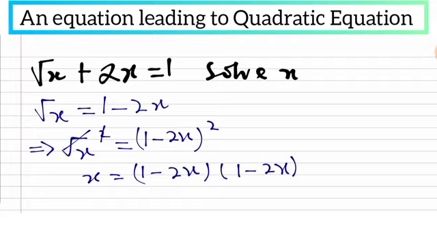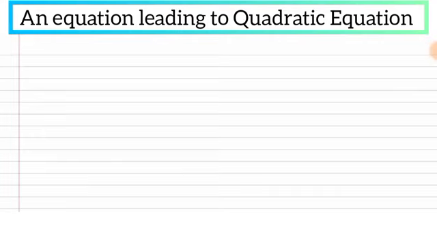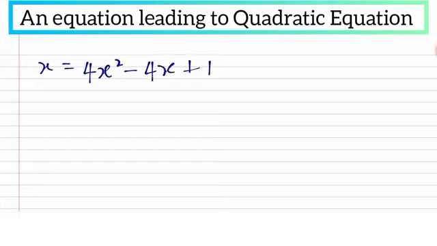Are you getting it now? So from there, we are going to be having x equals to, now we try to open this bracket, 1 times 1, there we have 1, 1 times this we have minus 2x, minus 2x times 1 we have minus 2x, minus 2x times minus 2x we have plus 4x squared. So now we go further. So we are going to be having x equals to 4x squared minus 4x plus 1.